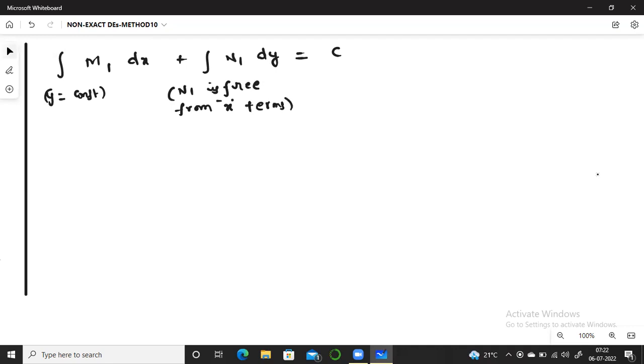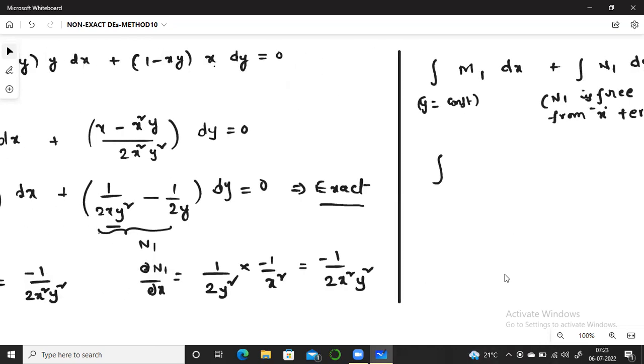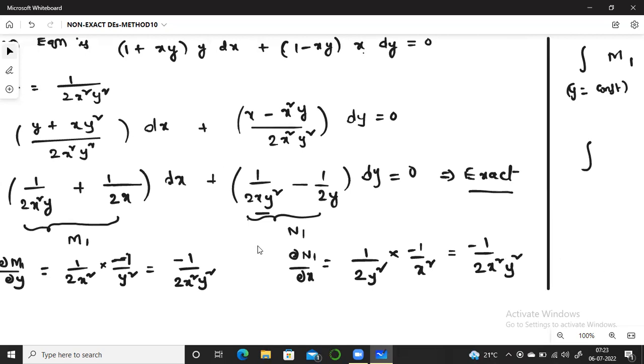So now, what is M1? What is N1? Integration of M1. We have seen the M1 value already. So I am going back to the other page. This is the value called M1, and this value is called N1. So 1 over 2x squared y over 1 over 2x.